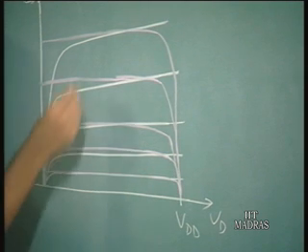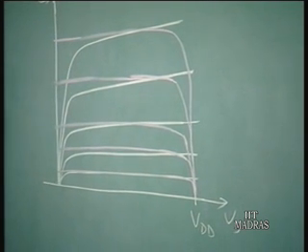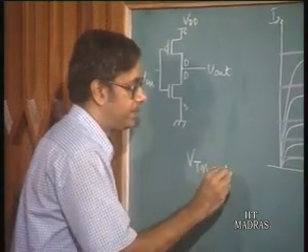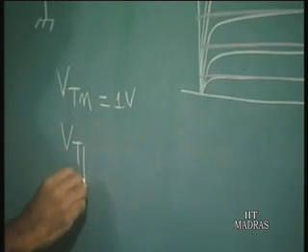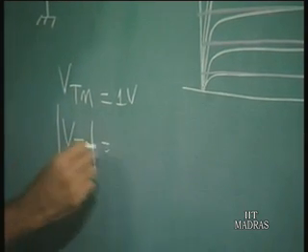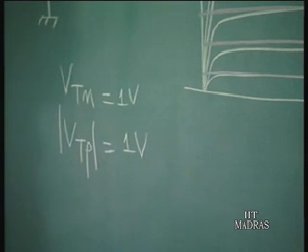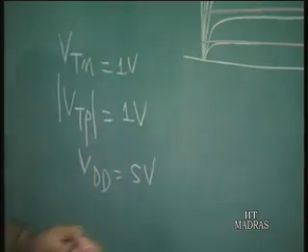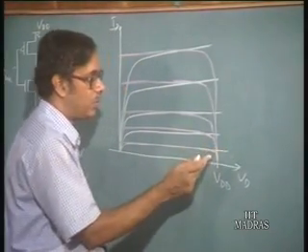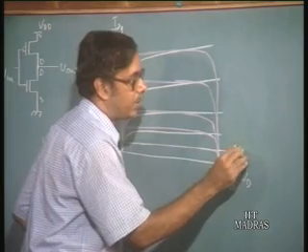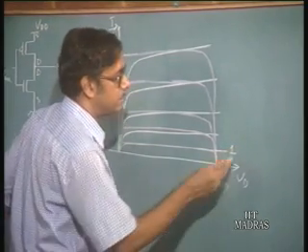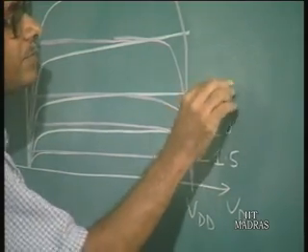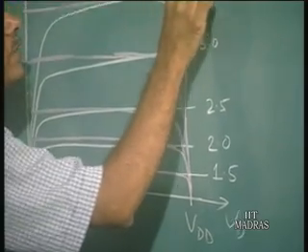Okay. Now, let us suppose that the threshold voltage of the NMOS transistor, which we call VTN, is equal to 1 volt, and the VTP is minus 1 volt. So, let us write like this: modulus of VTP is 1 volt also, okay, and VDD is equal to 5 volts. Let us take this particular case. So, 1 volt is the threshold voltage. So, let this be for 1.5 volts, say 2 volts, 2.5, 3, 3.5, and so on.